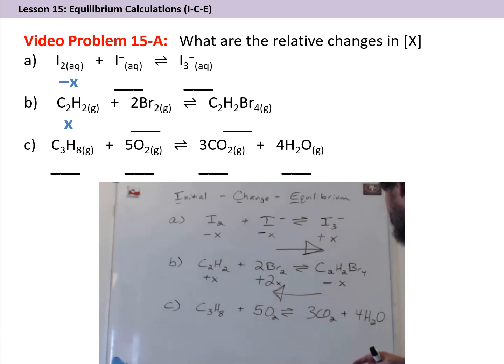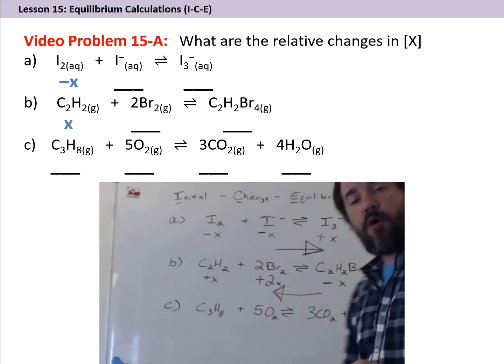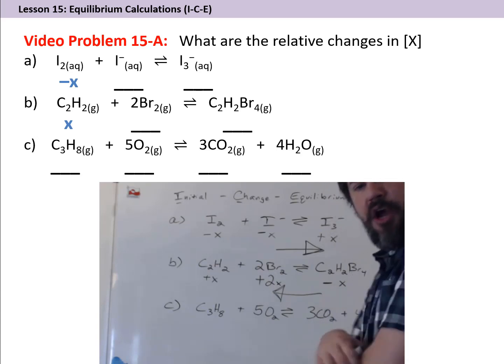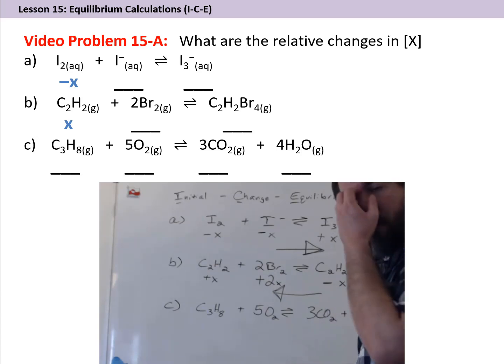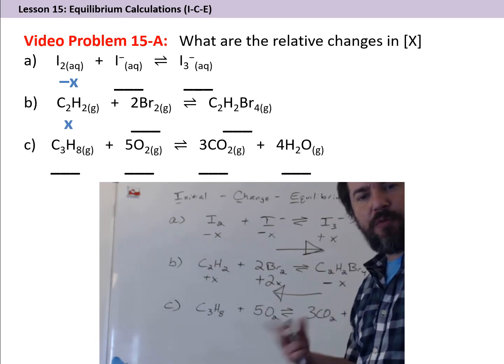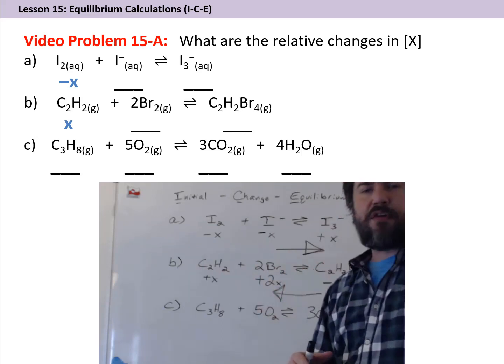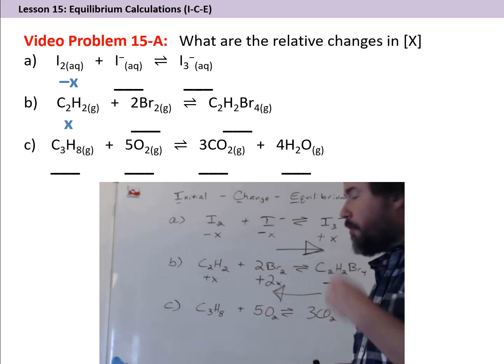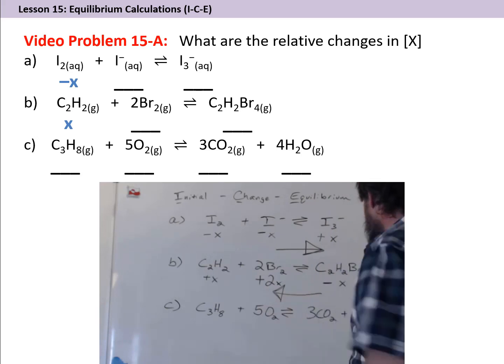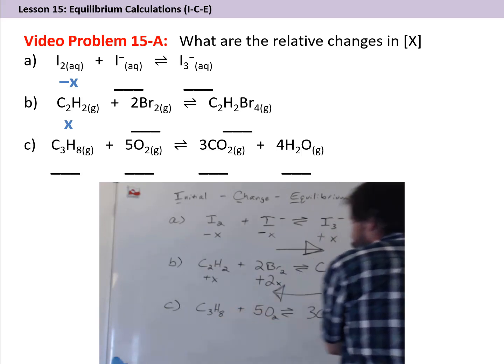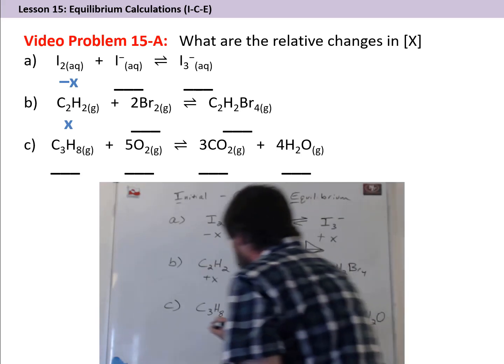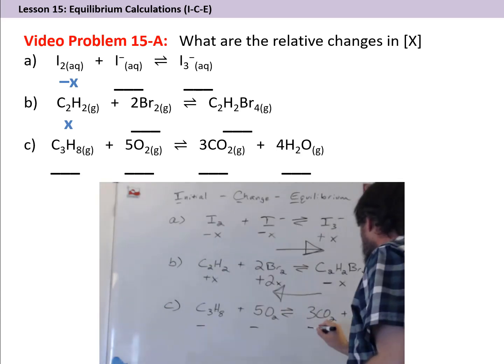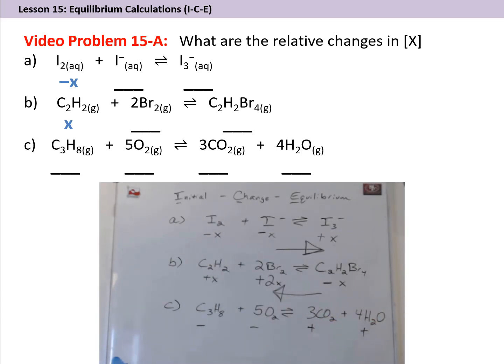All right, let's look at the last one. We have C3H8 plus 5O2 going to 3CO2 plus 4H2O. Notice how I didn't say which one, it doesn't matter which one you make negative. That comes from actual ICE problems, which we'll do in a little bit. But in this case, let's say I want to say it shifts towards the right. That means these will be negative, these will be positive, okay?